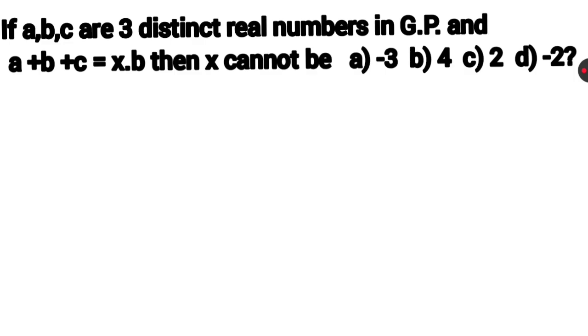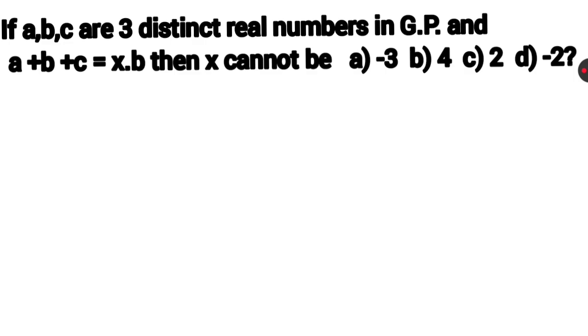The problem states that a, b, c are three distinct real numbers in GP and a plus b plus c equal to x times b. We need to find which value x cannot take. The options are minus 3, 4, 2, minus 2. Let's see how to solve.